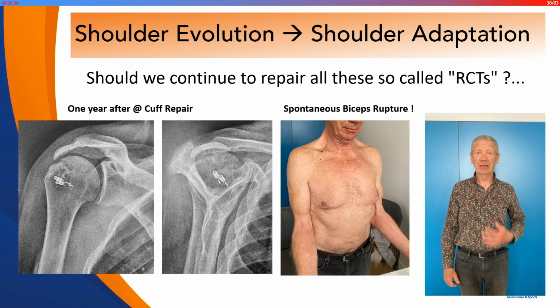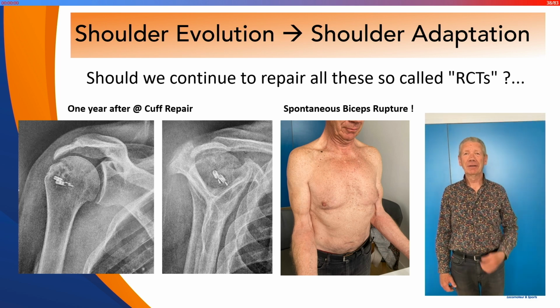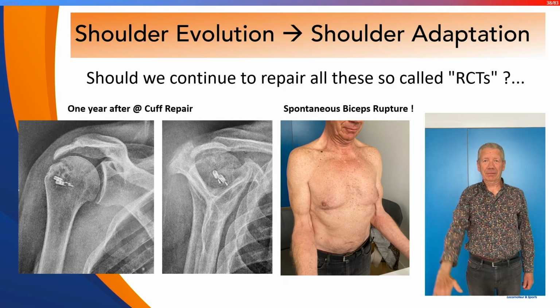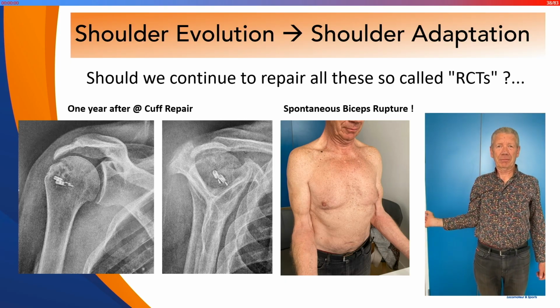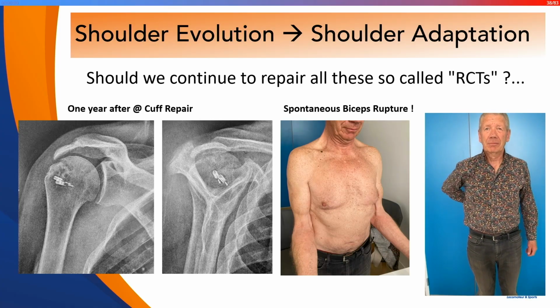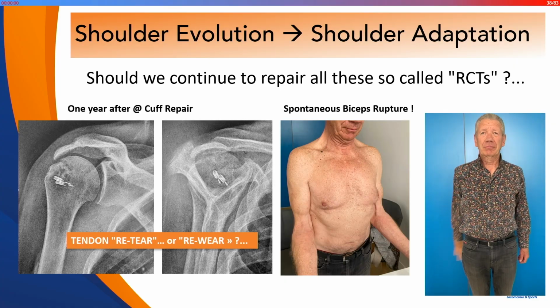So should we continue to try to repair all those so-called cuff tears, which are in fact cuff wears? I'm not sure. Look at this patient. 1 year after arthroscopic cuff repair, of course, it didn't work. He had immediate rupture or non-healing of the tendon of the cuff. But fortunately for him, again, he has spontaneous biceps rupture, and he has no pain. He has full motion, because this was the evolution of his shoulder during his life, and this could happen in the shoulder of everybody in the years of the future.